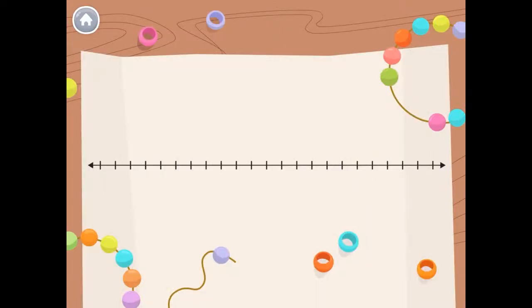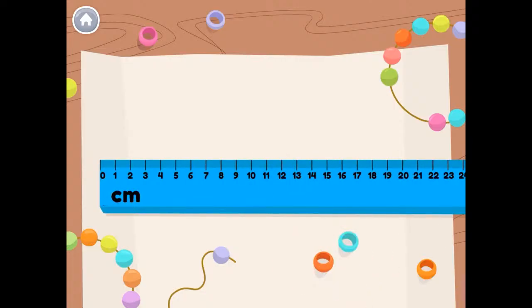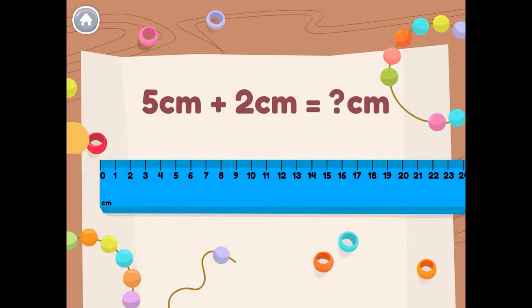This is a number line. The numbers on here are equally spaced, just like a ruler. These centimeters can be used to measure length. Let's use it like a number line for some addition and subtraction. What is 5 centimeters plus 2 centimeters? We start at the 5 and move up 2. 5 centimeters plus 2 centimeters is 7 centimeters.